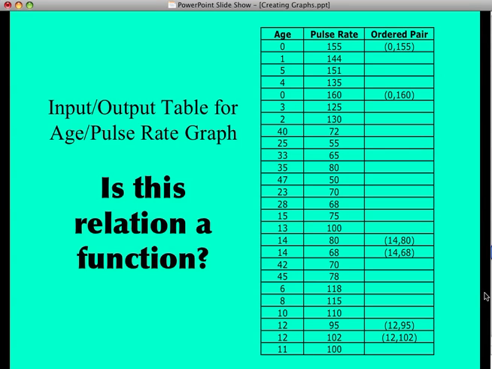This is an input-output table which represents the graph we just looked at. And you can see here are the two 14-year-olds with different pulse rates. There was a newborn here and another one here with different pulse rates. And there were also two 12-year-olds down here. This is not a function.